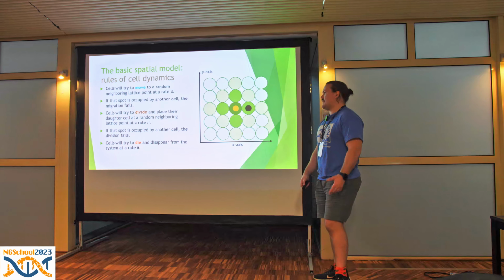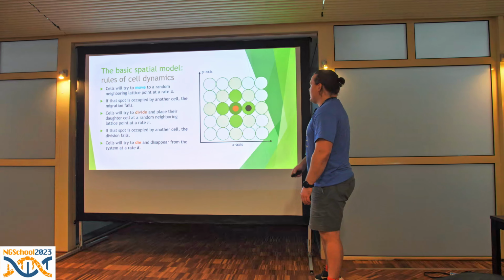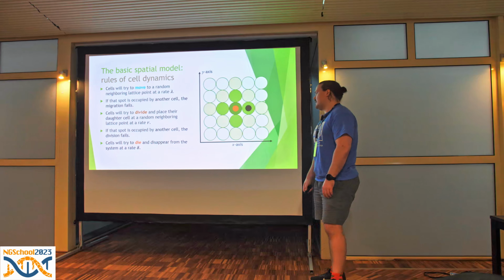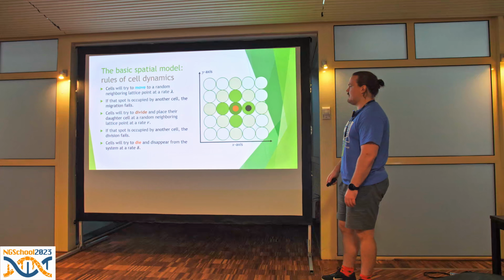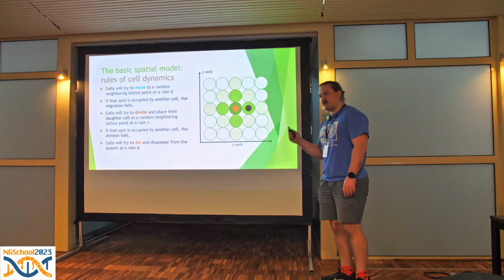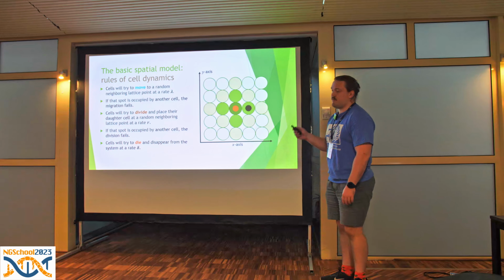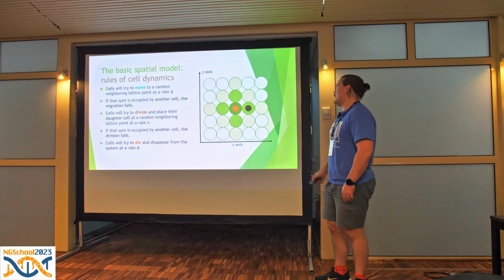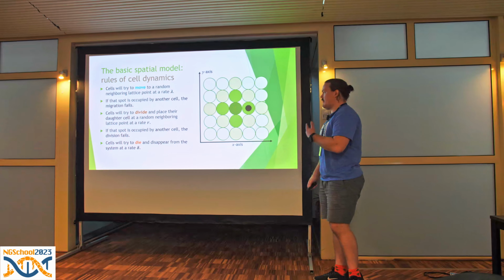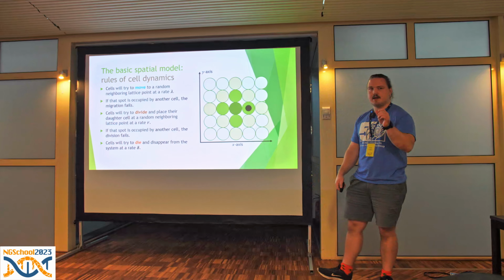So no birth took place. And cells will also try to die and disappear from the system at a rate delta. So R and delta mean the same thing as they did before, but now we have the lambda as well for jumping. And yeah, we waited for delta there and he died. So now that lattice point is free.